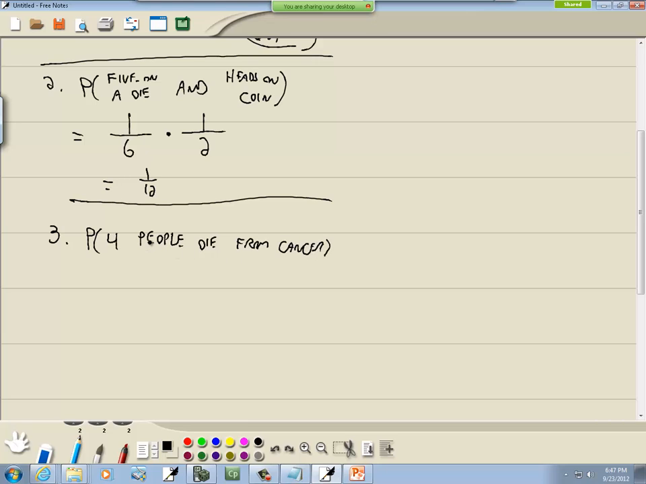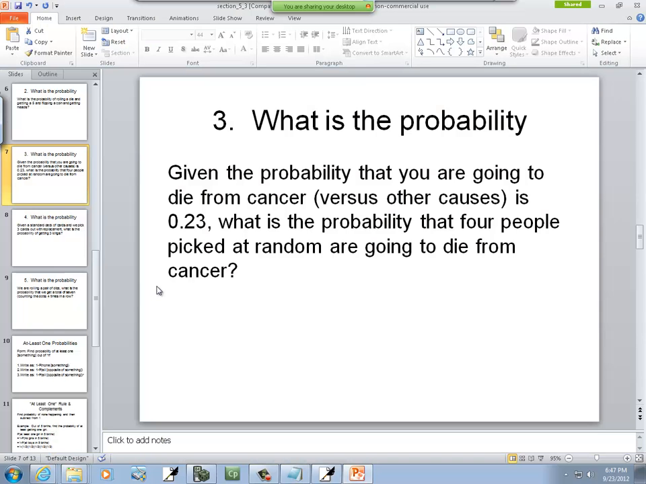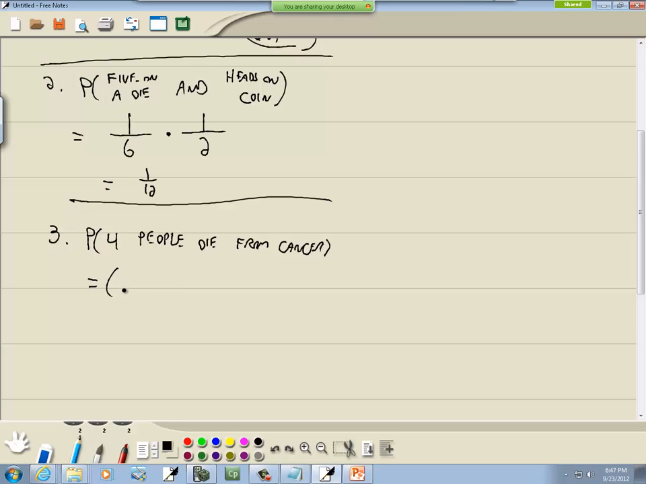Now what this means is the first person dies from cancer, and the second person dies from cancer, and the third person dies from cancer, and the fourth person dies from cancer. So there's implied ands in here. So it's multiplication. Well, the probability that one person is going to die from cancer is 0.23. So we're going to take 0.23 times itself 4 times, because we've got 4 people.